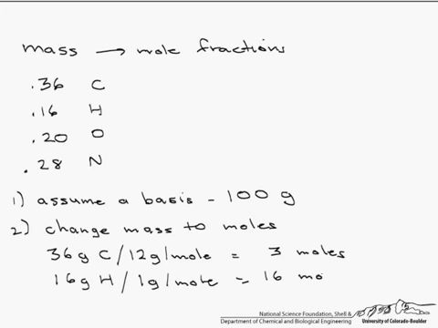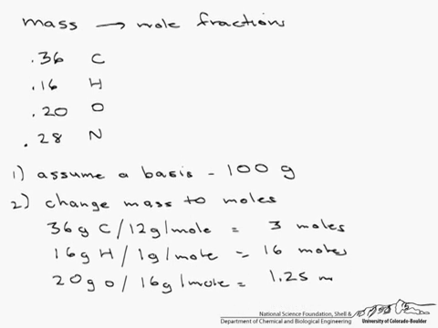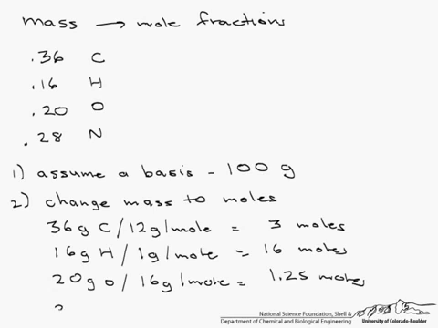So this is 16 moles. We have 20 grams of oxygen. We divide it by 16 grams per mole, and we get 1.25 moles. And finally, our 28 grams of nitrogen is divided by 14 grams per mole, which gives us 2 moles. So these are the moles that are contained in 100 grams of our compound.